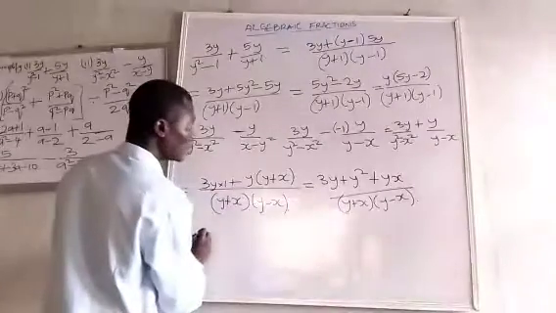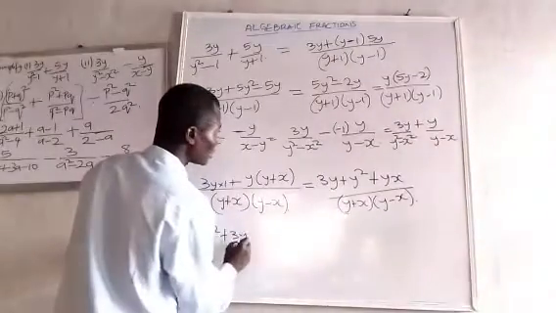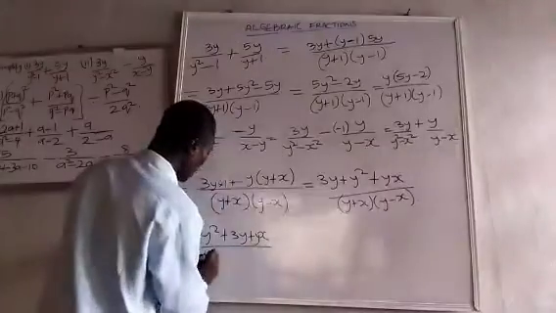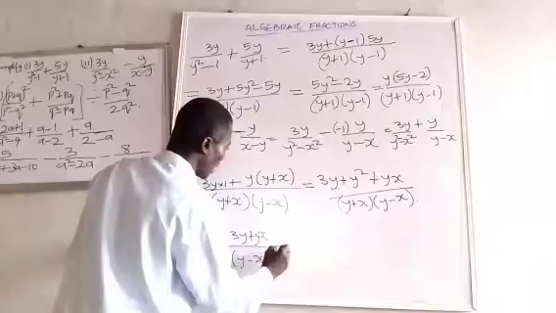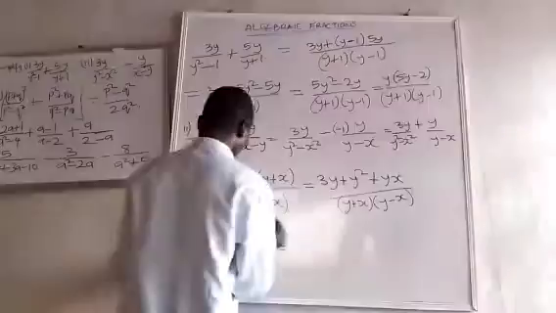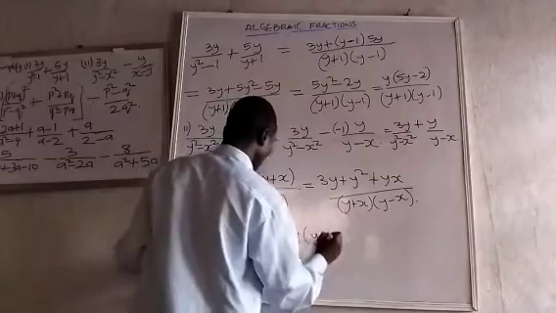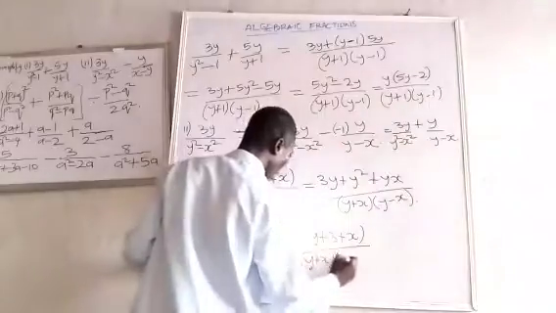I'm going to have (y squared plus 3y plus yx) over (y plus x)(y minus x). So I can now say this is going to give me y(y plus 3 plus x) divided by (y plus x)(y minus x).